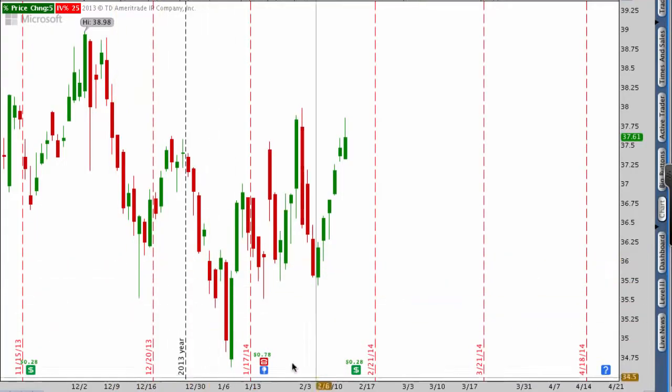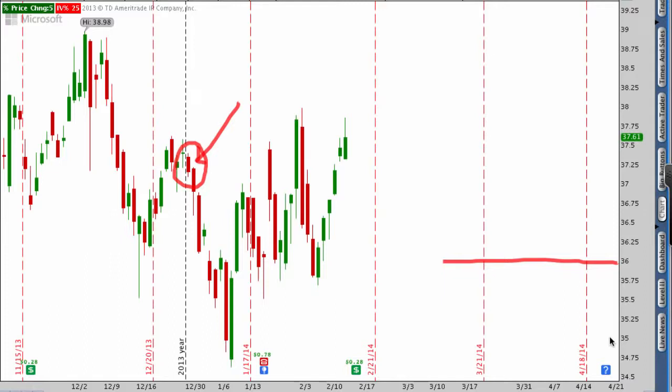So I have a chart up here of Microsoft. Now, as crazy as it sounds, we actually entered this trade on January 2nd. So it was one of the first trades we entered for 2014, which is right here. And that's when we entered the trade. And now remember, our strikes are at 36. Our first short strike is at 36, and our long strike is at 35.